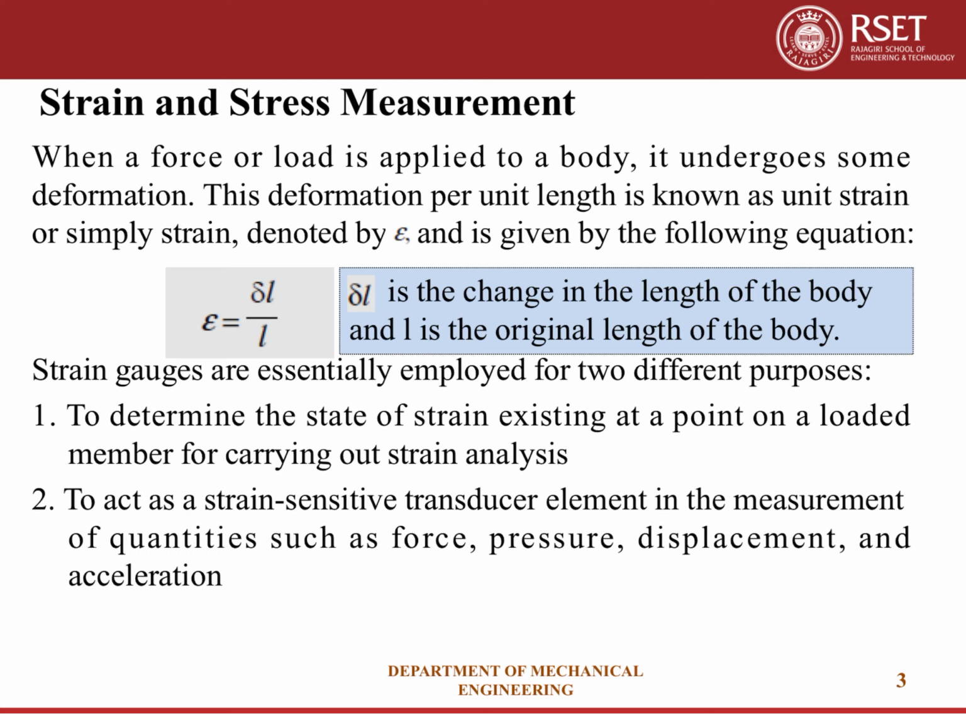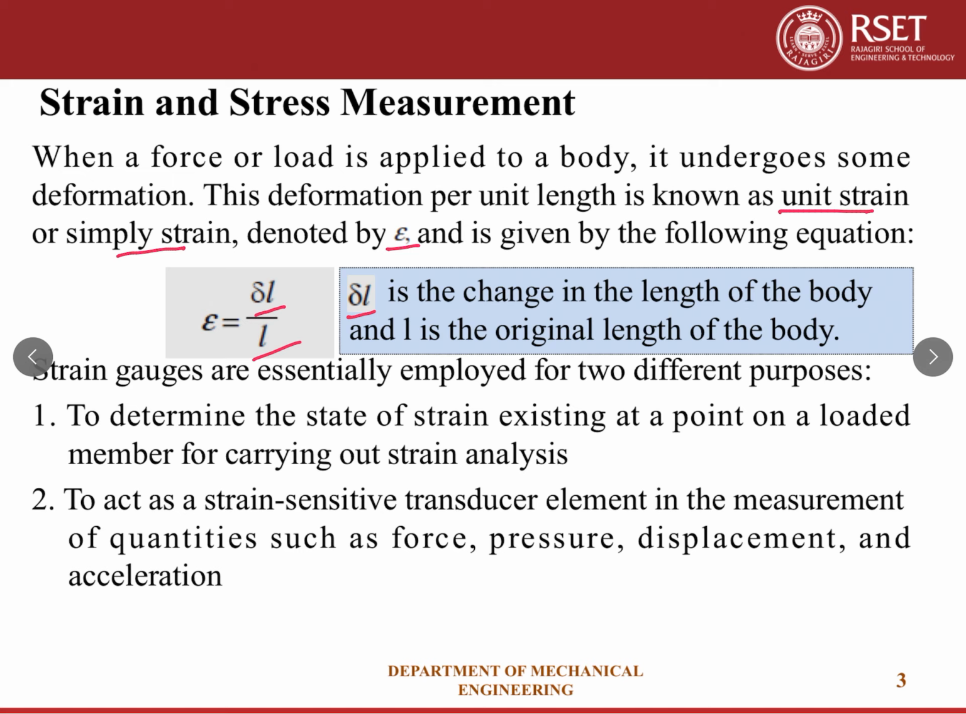So when a force or load is applied to a body, it undergoes some deformation. This deformation per unit length is known as a unit strain or simply strain. It is denoted by epsilon and given by the following equation: epsilon is equal to delta L by L, where delta L is the change in length of the body and L is the original length of the body.